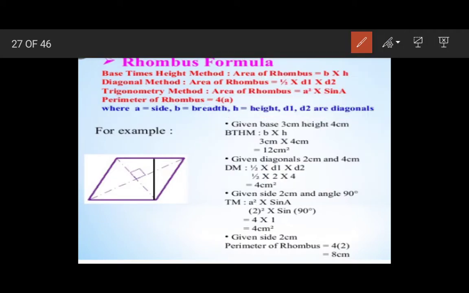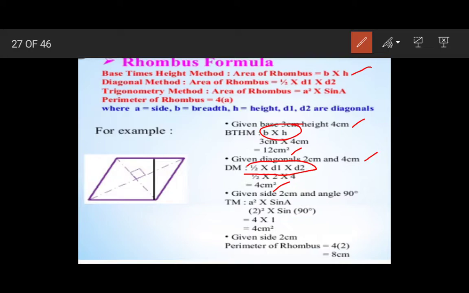Now for example, given base is 3 centimeter and height is 4 centimeter, then we are going to use the first formula, the base into height formula. So area will be 12 centimeter square. Suppose diagonals are given. d1 is 2 centimeter and d2 is 4 centimeter. Then we can find the area of the rhombus by using the formula half into d1 into d2. So area will be 4 centimeter square.